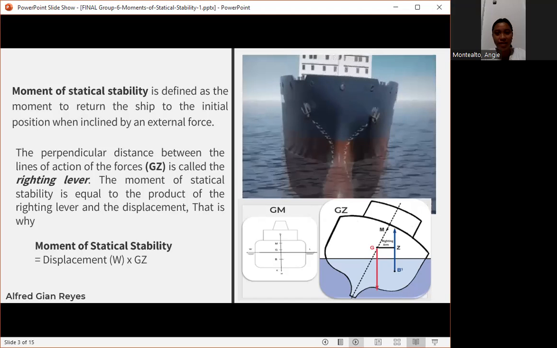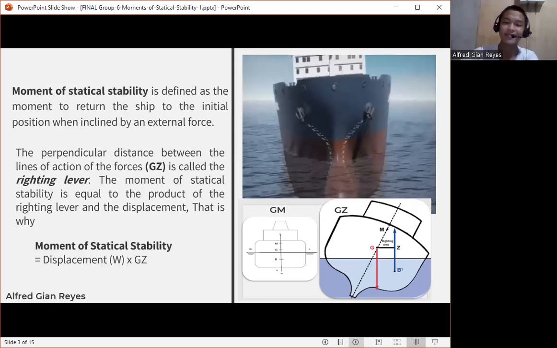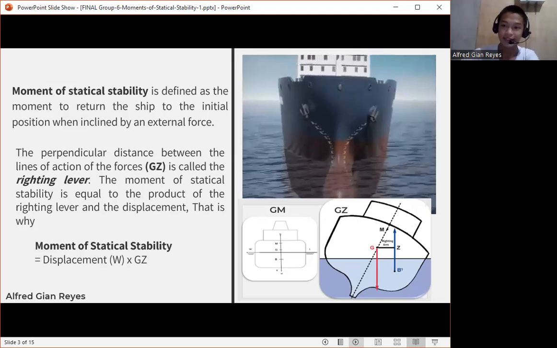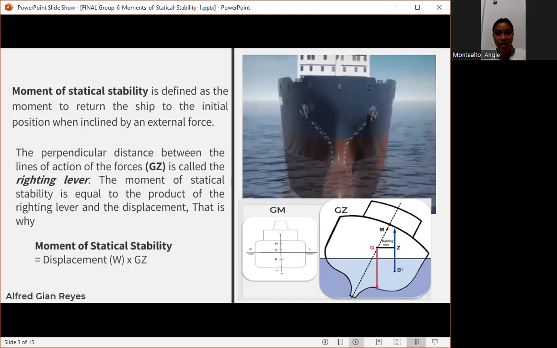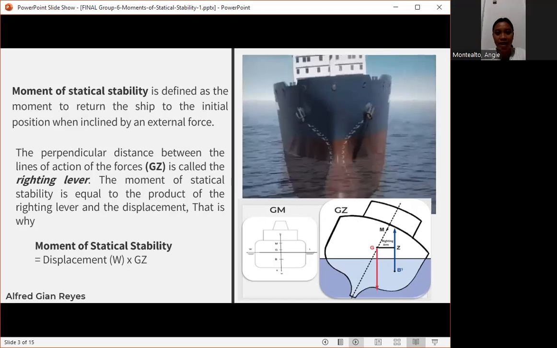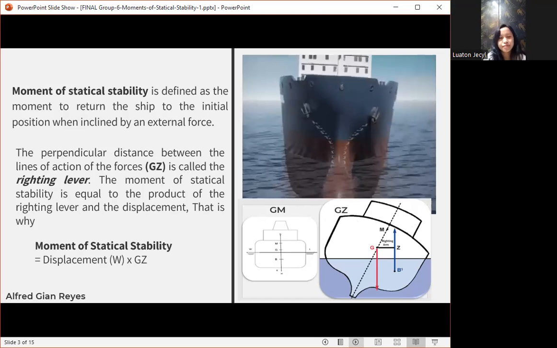So what do you call the perpendicular distance? That we call the GZ, or the righting lever. Okay, very good. Next slide.